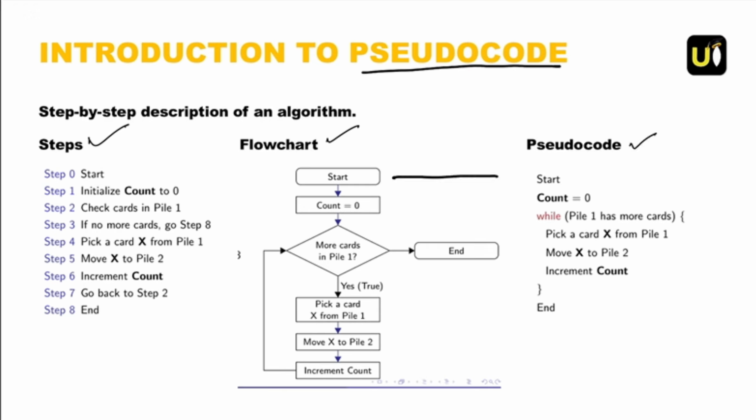See, the start is the same. This count is initiated as 0. This is the same. And instead of this decision box, we have this while loop here. So this is called the while loop.